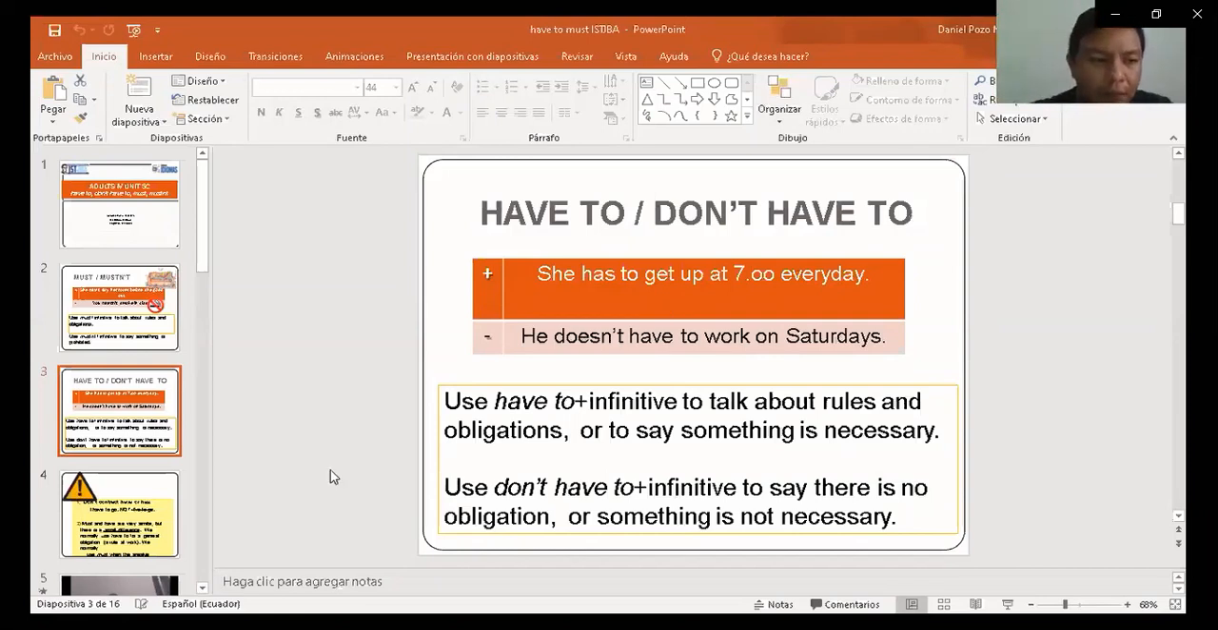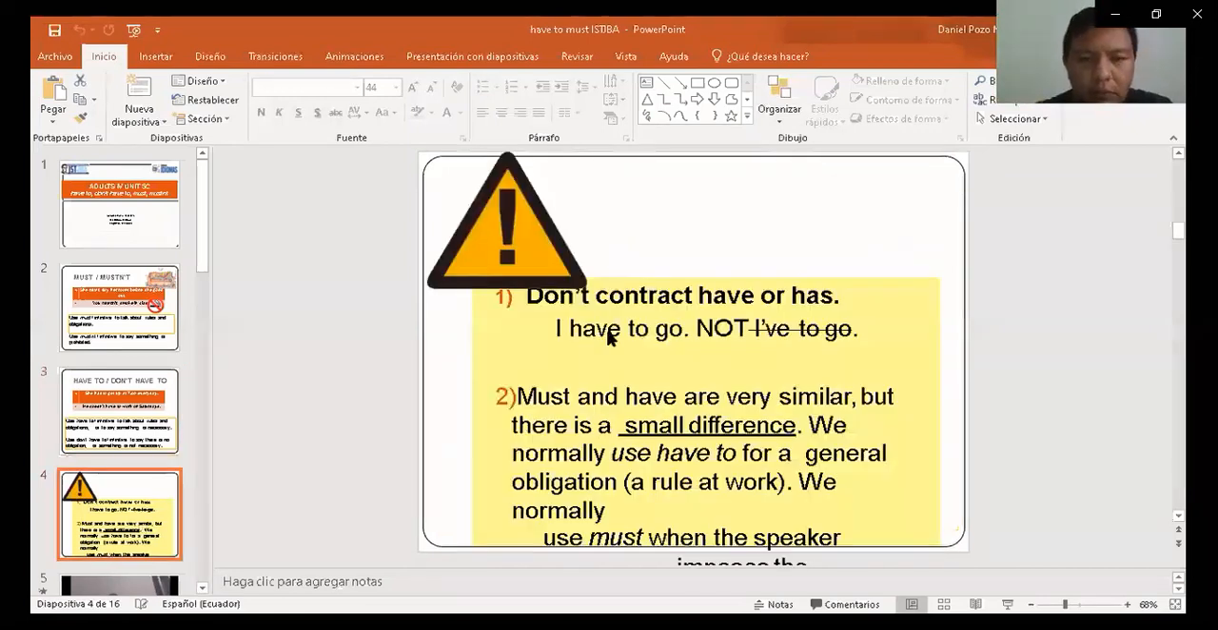Okay? Next. Don't contract have or has. I have to go, no I have to go. No puedes contraer aquí cuando demuestras obligación, no puedes contraer el verbo have. Must and have are very similar, but there is a small difference. Miremos aquí la diferencia que les estaba aplicando.